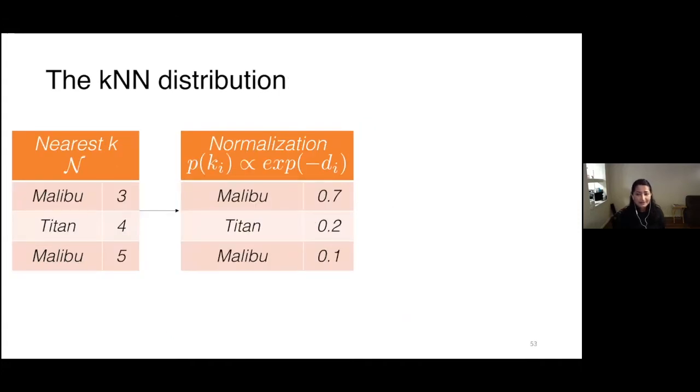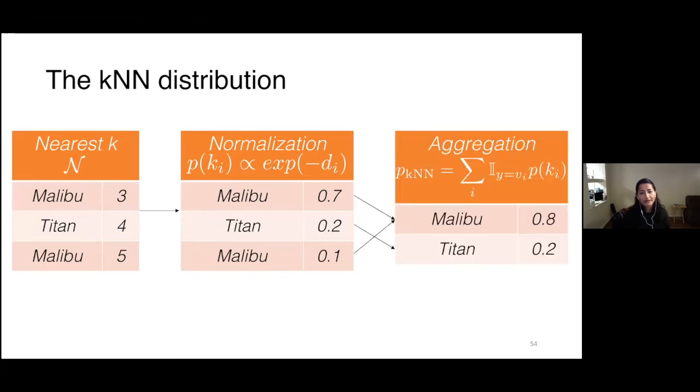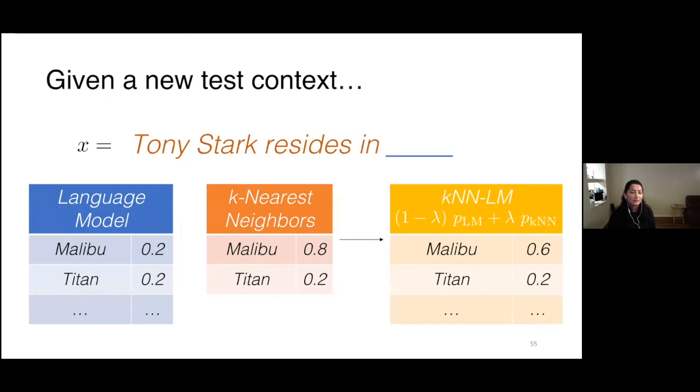Next, we normalize the distances to get a probability distribution and aggregate over multiple occurrences of the same value to get the KNN distribution. And the last step is to just interpolate the LM and KNN components using a manually tuned interpolation parameter lambda to get the final KNN-LM distribution. And remember that all of this was done without any additional training of the model's parameters. And that's basically how the model works.